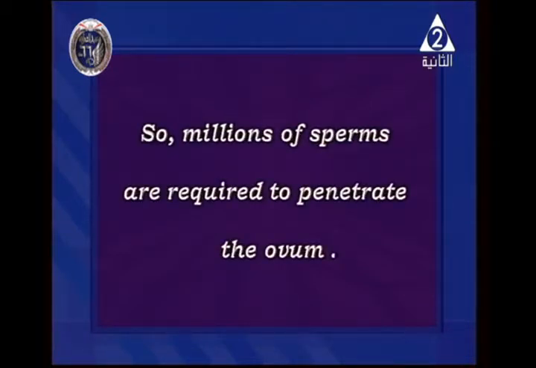So millions of sperms are needed to penetrate the ovum. And why do we need millions of sperms? Because each of them contains just a very, very tiny amount of the hyaluronic enzymes. So the millions of sperms are trying to dissolve the hyaluronic acid that coats the ovum, for reaching the nucleus and fertilizing it.